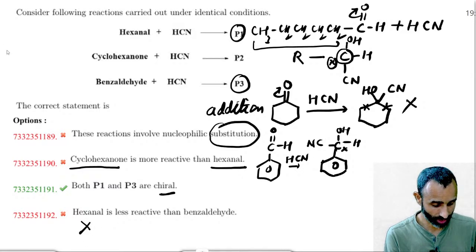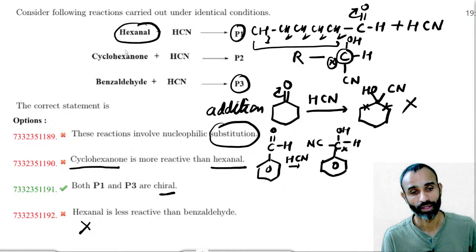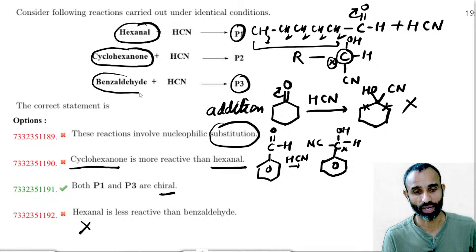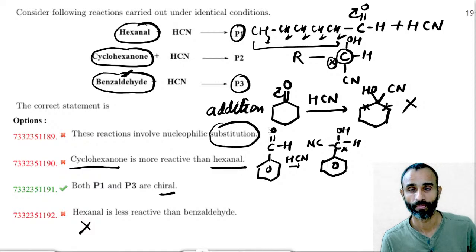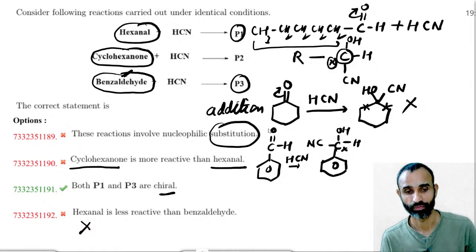Reactivity order is first aliphatic aldehyde, then aromatic aldehyde, then ketone, cyclohexanone. So this is the order.